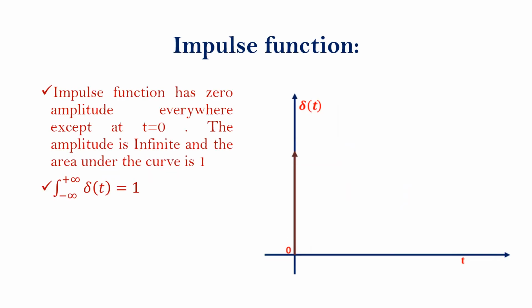Next, impulse function has 0 amplitude everywhere except at t is equal to 0. The amplitude is infinite and the area under the curve is 1. So this is the impulse signal. Here this is the area under the curve, that is 1.